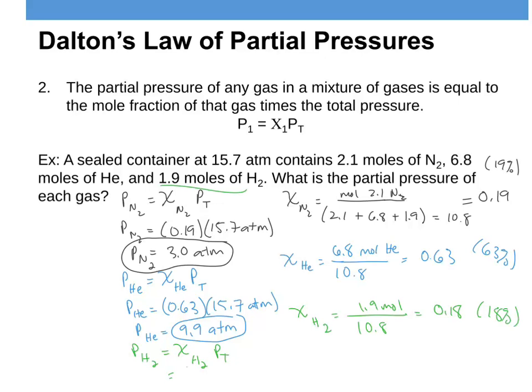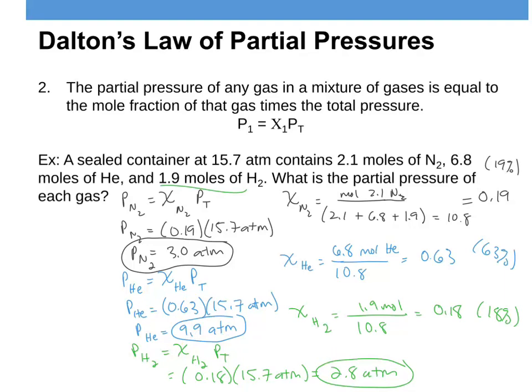And I just pop that in here, right? That's 0.18 times 15.7. And that's going to equal 2.8 atmospheres. So that would be the answer to this question. What is the partial pressure of each gas? Nitrogen is apparently 3 atmospheres of that 15.7. Helium is apparently 9.9 atmospheres of that 15.7. And hydrogen contributes 2.8 atmospheres.